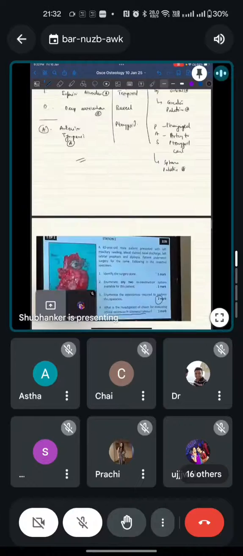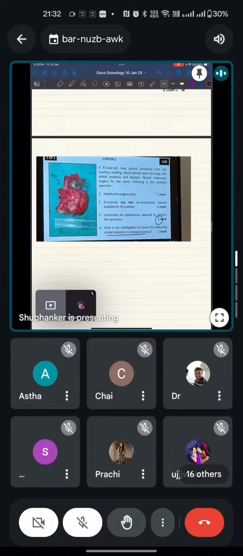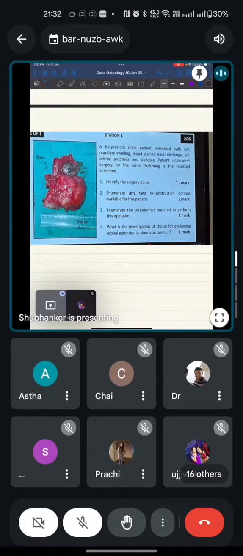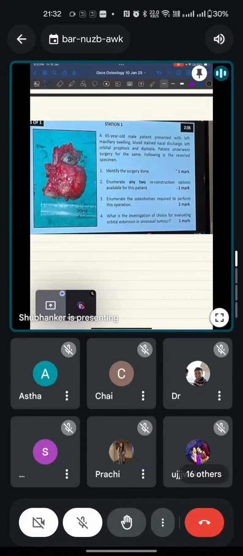Okay, so moving a little bit ahead. This is a previous year's question. Just go through it. I'll read it. A 65-year-old male patient presented with left maxillary swelling, blood-stained nasal discharge, left orbital proptosis, and diplopia. Patient underwent surgery for the same. Following is the specimen. Now, please tell me, what is the surgery done? Can somebody take a try?